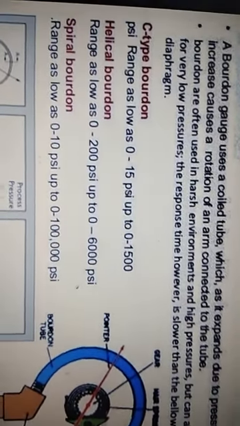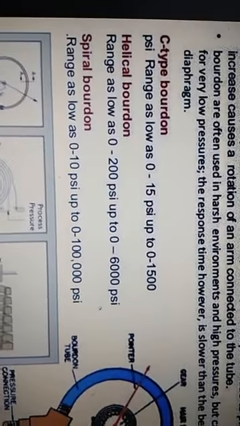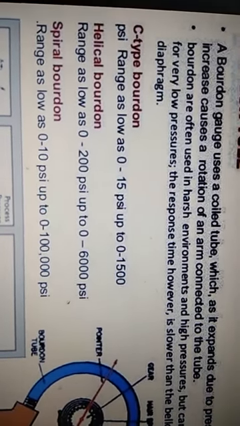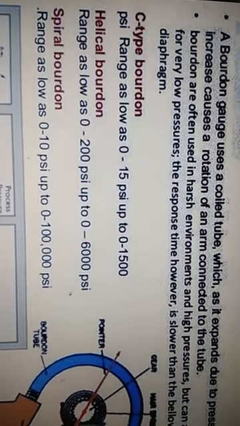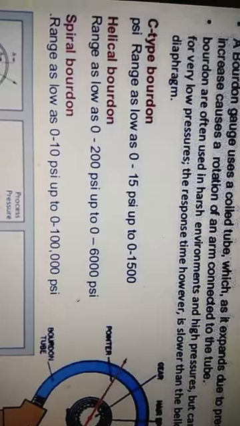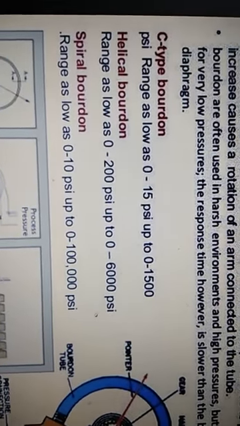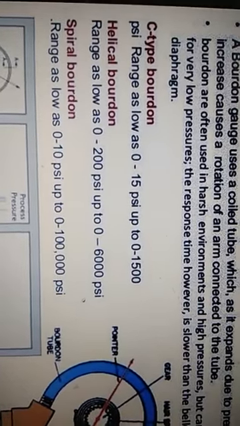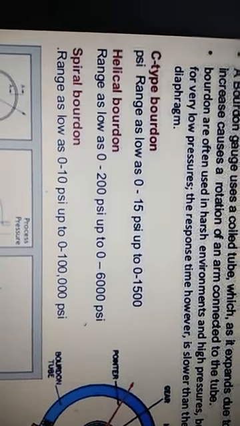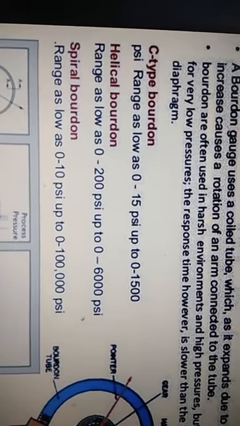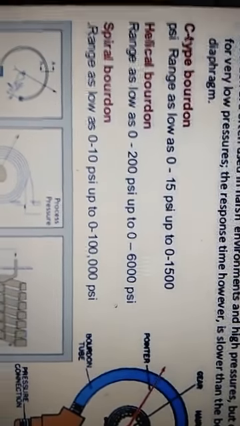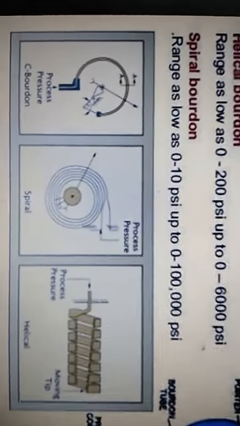Before this we have seen this one. The C-type Bourdon tube has a PSI range as low as 0 to 15 PSI up to 0 to 1500 PSI, the helical Bourdon tube is used for a pressure range as low as 0 to 200 PSI up to 0 to 6000 PSI, and the spiral Bourdon tube has a range as low as 0 to 10 PSI up to 0 to 100,000 PSI. You can see this one.